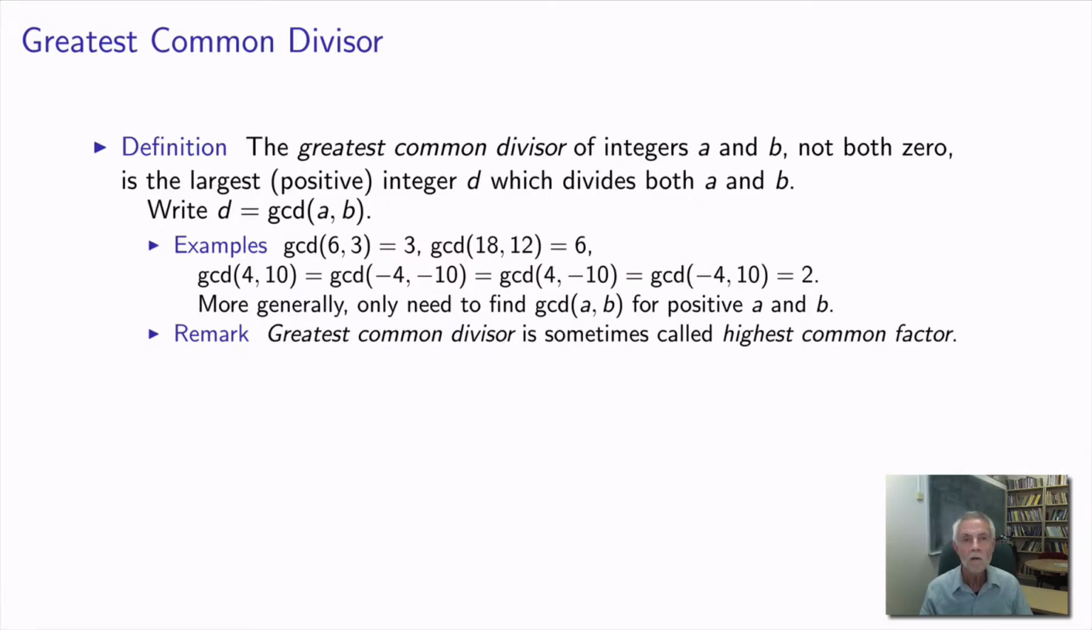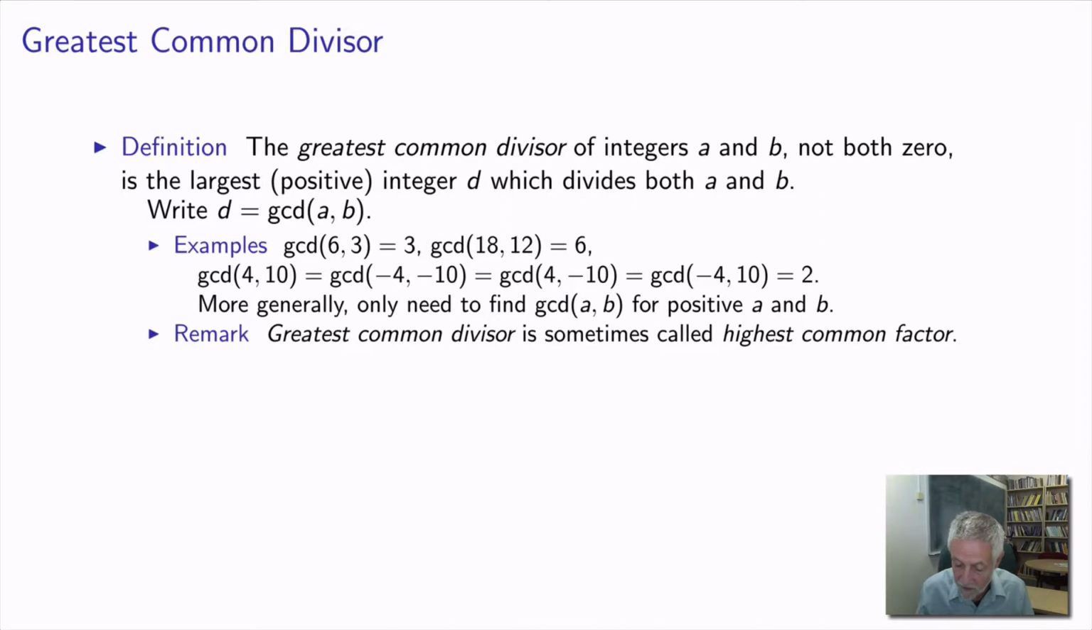So the greatest common divisor of two integers a and b is simply the largest positive integer which divides both of them. And we need to assume that a and b are not both 0, because if a and b were 0, then every integer would divide them. So at least one of them is required not to be 0. And then we write d is equal to GCD of a and b. So let's look at some examples.